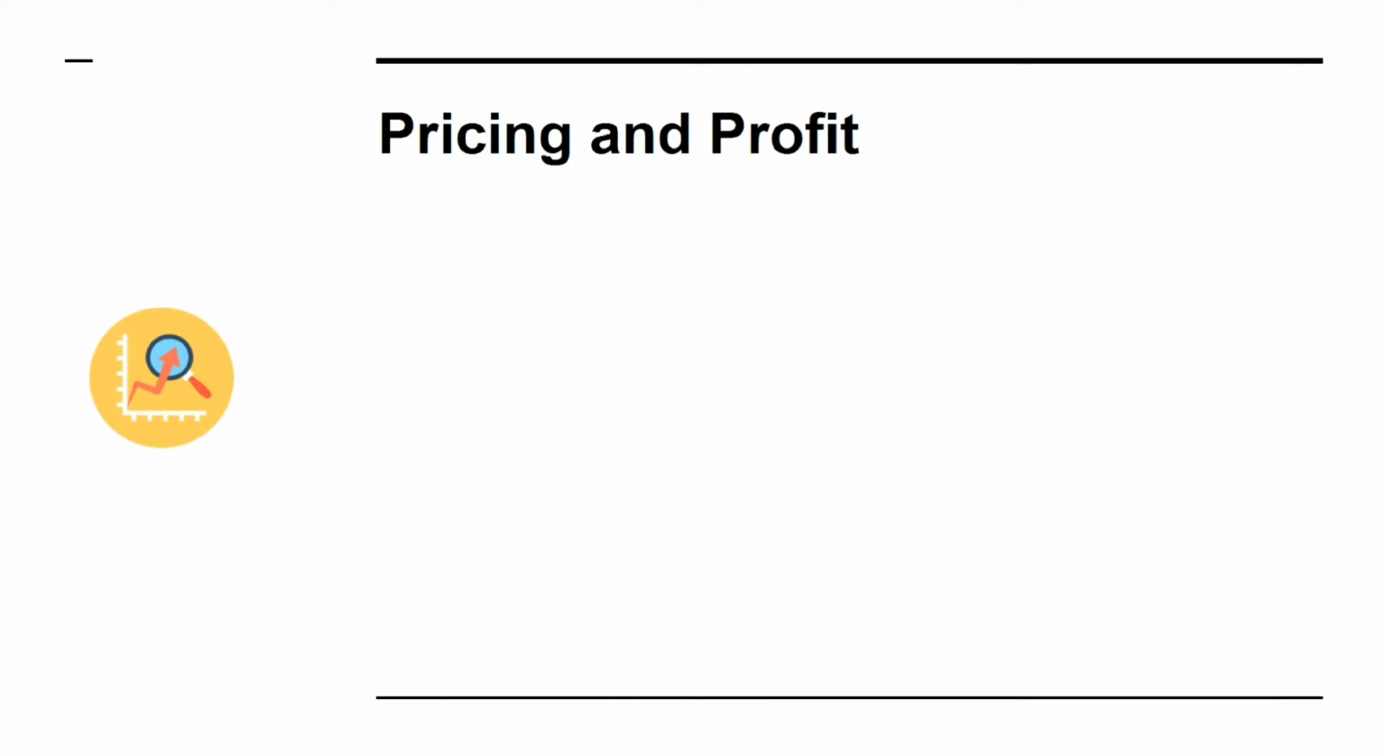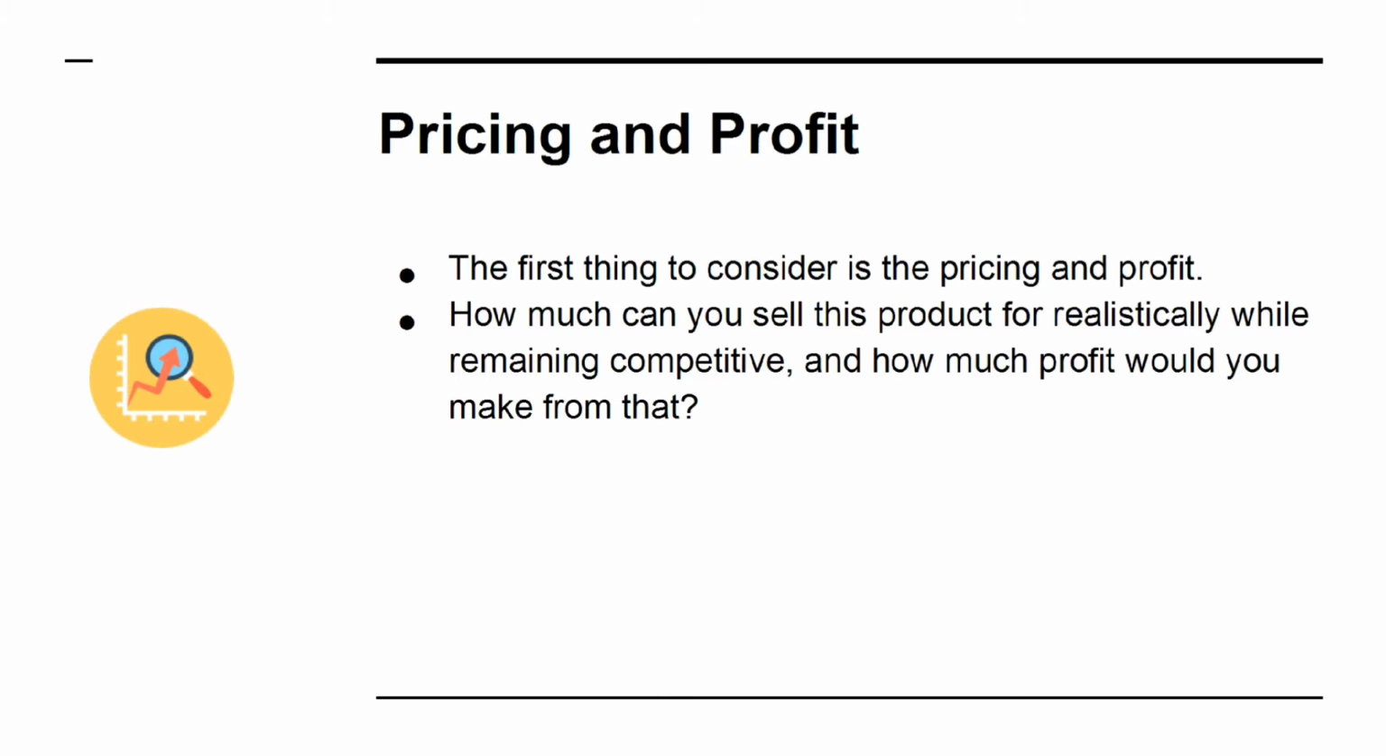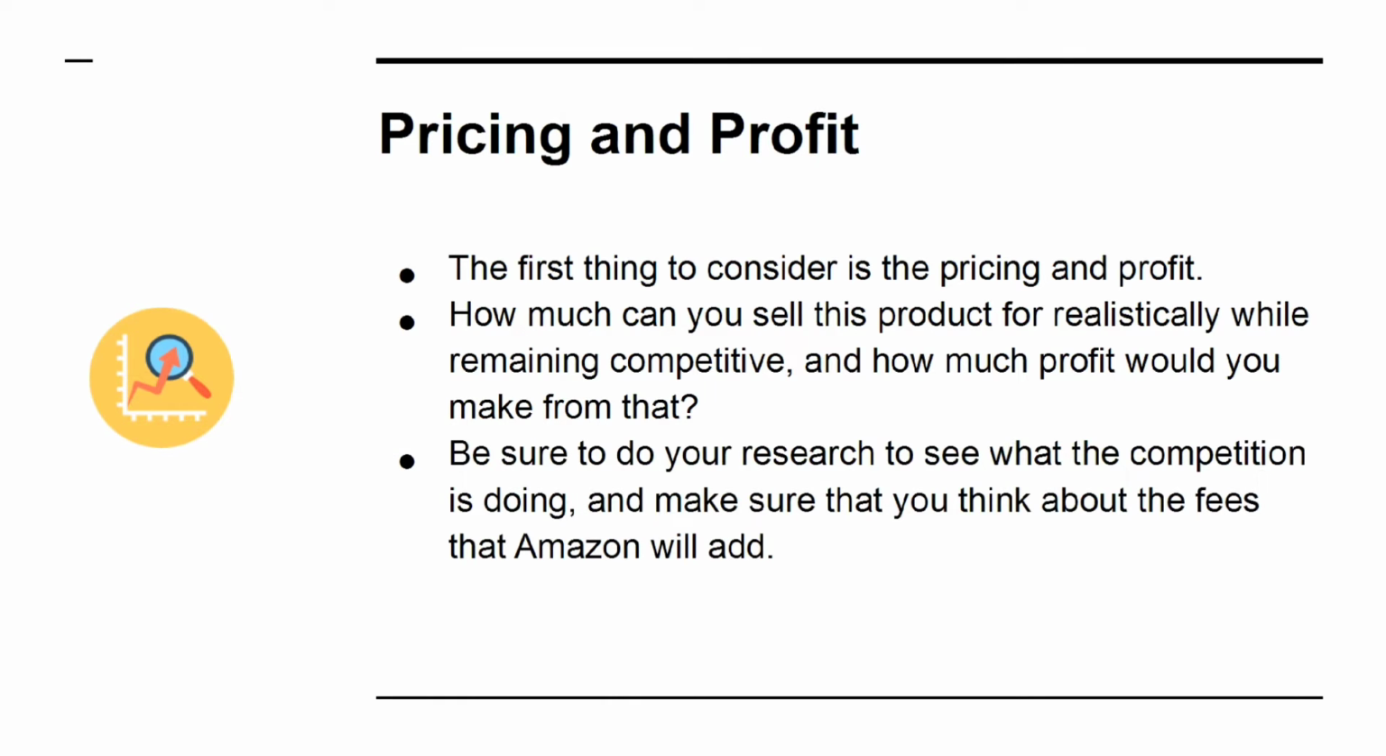Pricing and profit. The first thing to consider is the pricing and profit. How much you can sell this product for realistically while remaining competitive, and how much profit you would make from that. Be sure to do your research to see what the competition is doing, and make sure that you think about the fees that Amazon will add. You can use the free FBA calculator for Amazon to work this out, and there are many common strategies for working out pricing. Keystone pricing, for instance, or the 1 to 5 method.